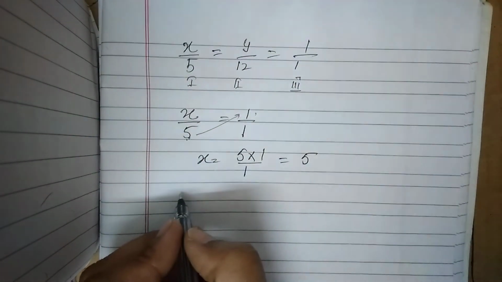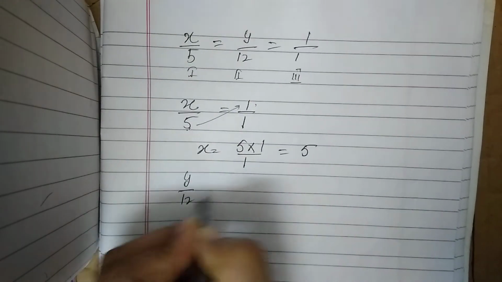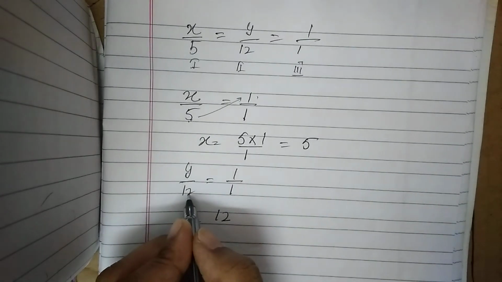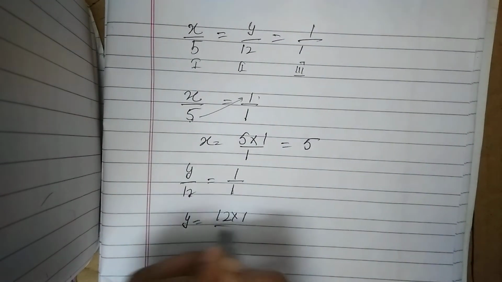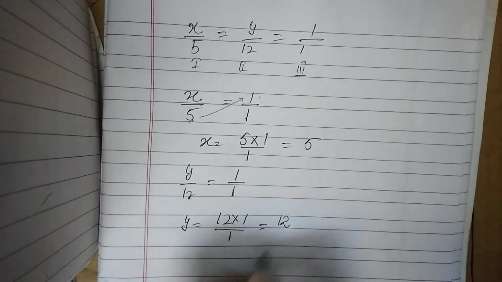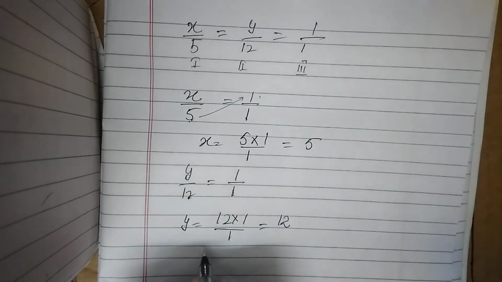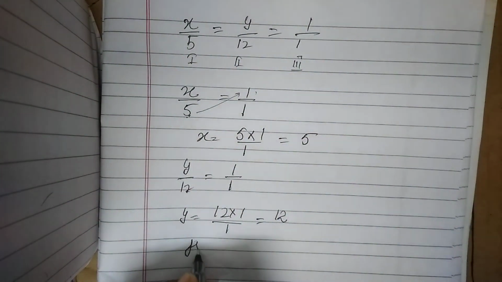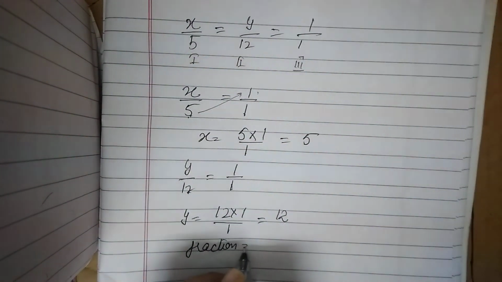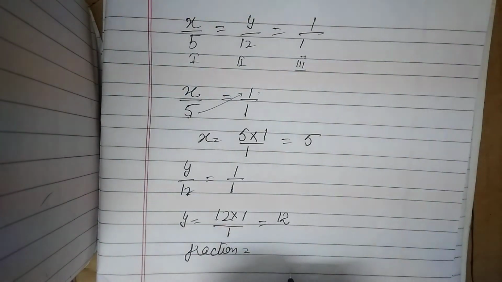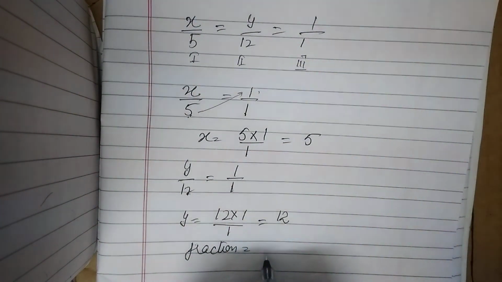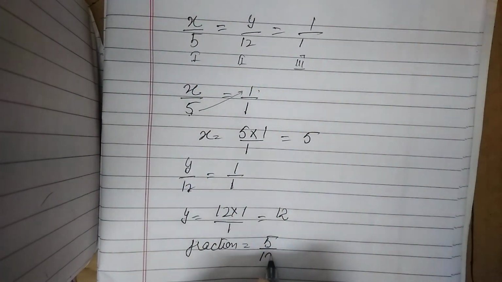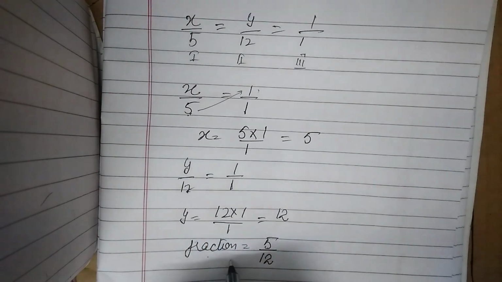Now taking the second and third term, y is equal to 12 multiplied by 1 upon 1, that is 12. So x is equal to 5, y is equal to 12. Now we have to find the fraction. So the fraction is numerator upon denominator. Here the numerator is x, so write 5, and the denominator is y, so write 12. Then our answer is 5 upon 12.